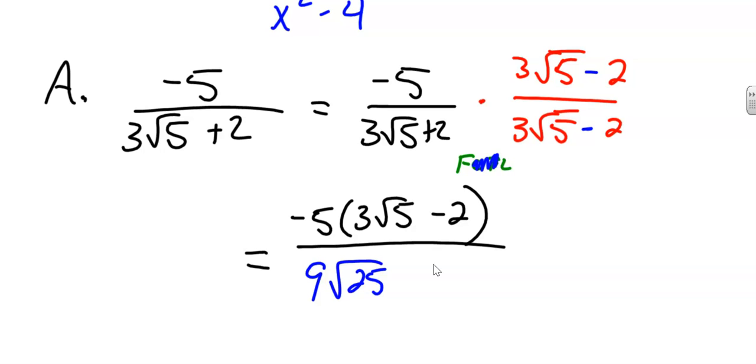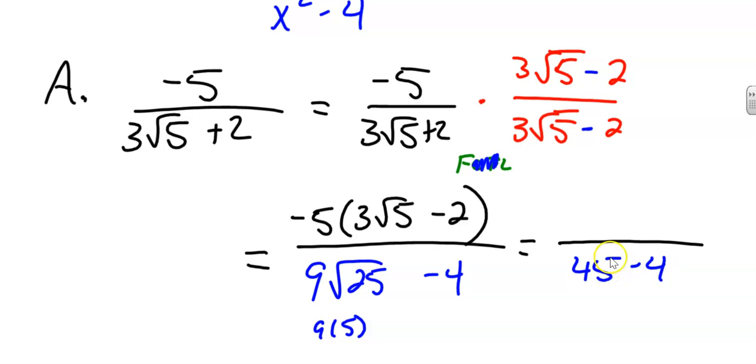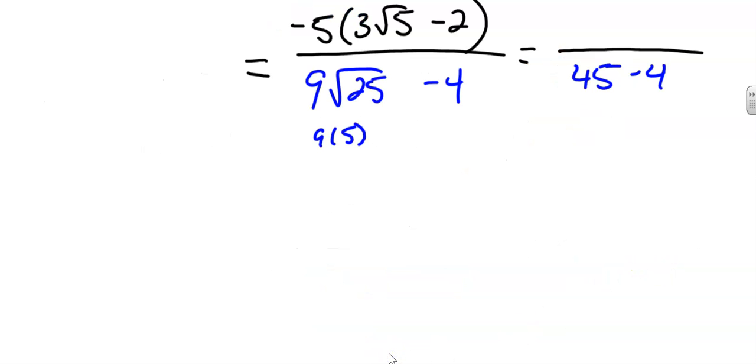Okay, we're not going to worry about the O's and the I's in the middle. That's going to go away. We're just going to do positive 2 times negative 2. Make that a negative 4. But when you do 9 times the square root of 25, that is just 5. So that's 9 times 5, that's 45 minus 4. So on the bottom, that's going to come out to be a 41.